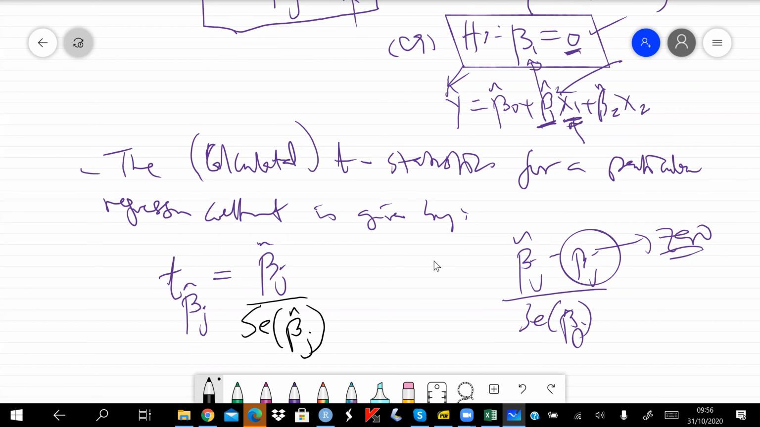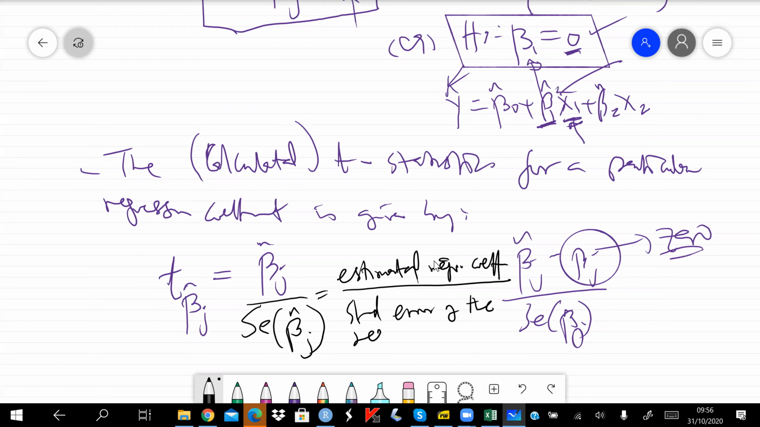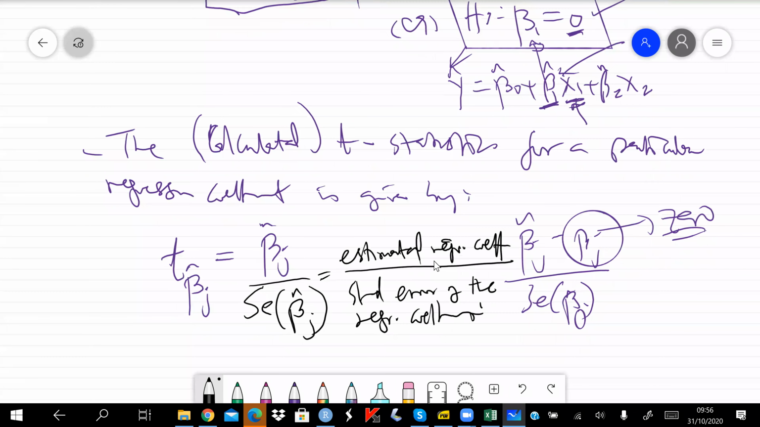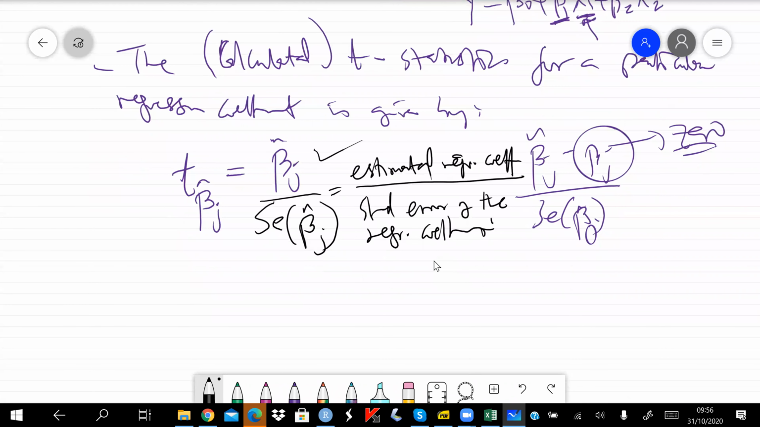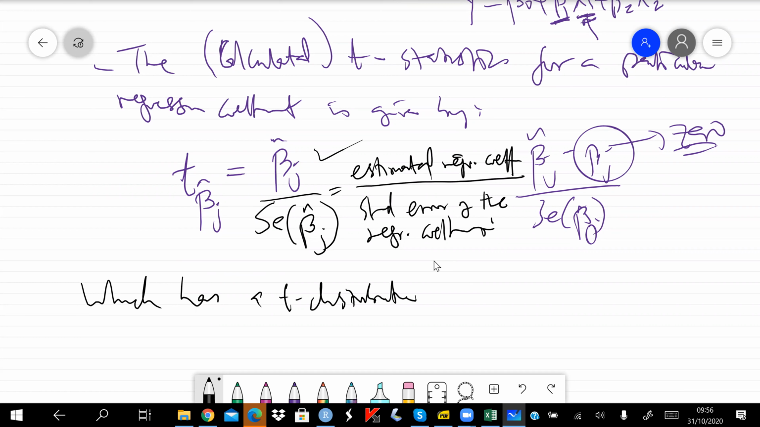So you take the regression coefficient estimate, the estimated regression coefficient, divided by the standard error of the particular regression coefficient. So the test statistic T is given by this formula, which has a T distribution. This has a T distribution with n minus k minus 1 degrees of freedom.